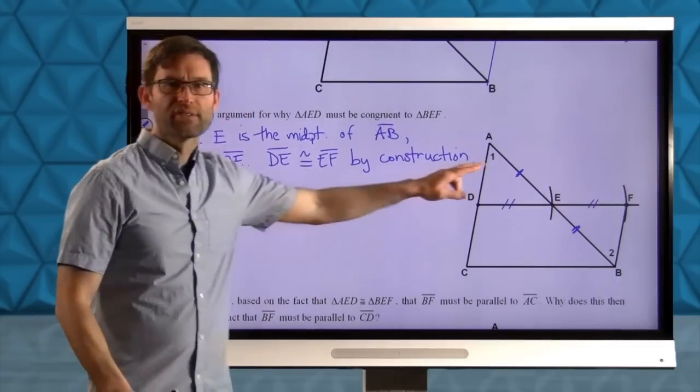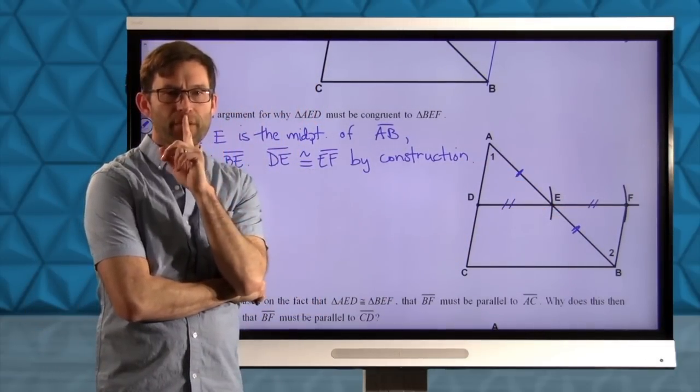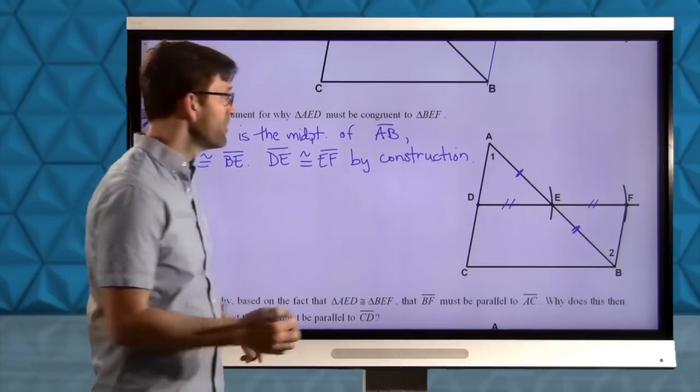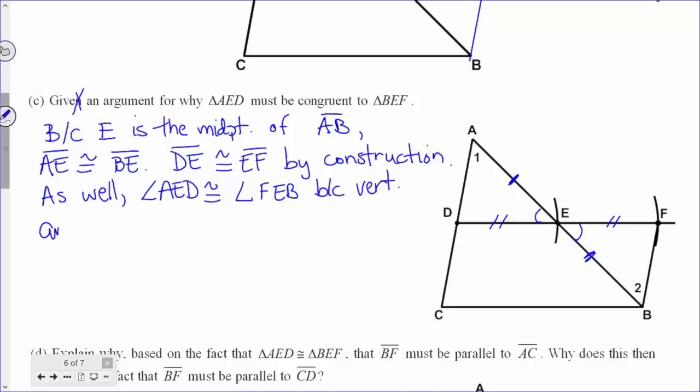All right, so I have a side equal to a side and a side equal to a side. That's not going to be enough. Wait a second. I also know that this angle is congruent to that angle because they're vertical angles. So I'm going to say as well, I always need those phrases for some reason, angle AED is congruent to angle FEB because vertical angles are congruent.